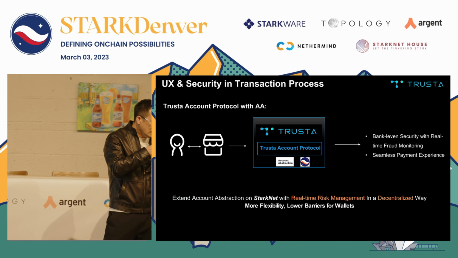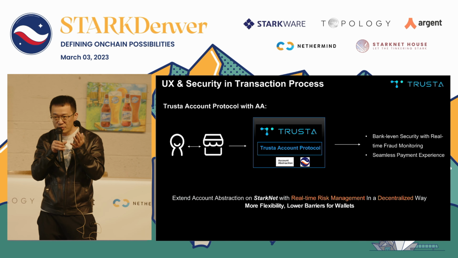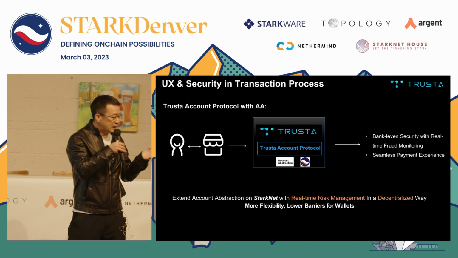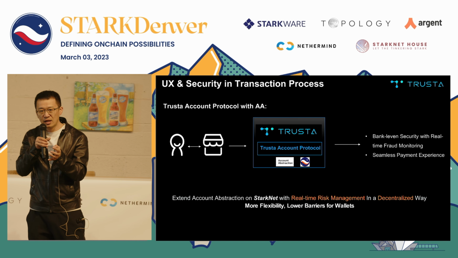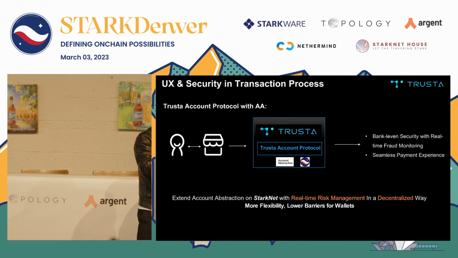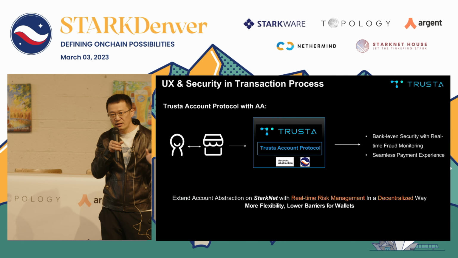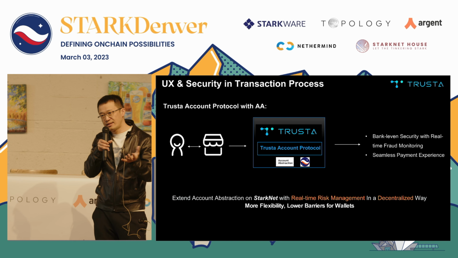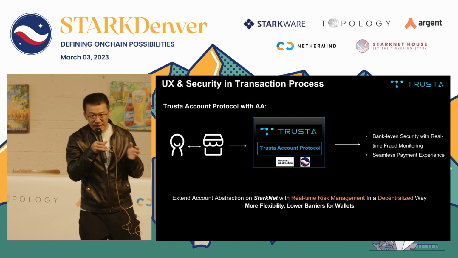So how do we do that? Without account abstraction, we can do nothing. But account abstraction opens a new design space because everything can be designed by smart contract. So we will do that. We will use real-time risk management and implement it in the smart contract based on account abstraction. StarkNet supports AA from the protocol layer, so we can do that easily.